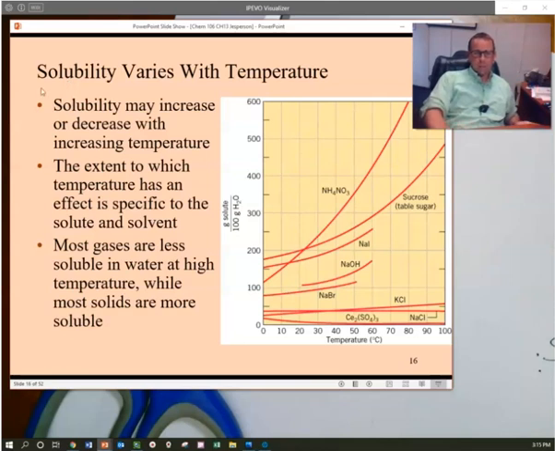All right, so what we need to remember there is the trend of solubility with temperature. Solubility of, I should say, solid into liquid, because it's different for gas in a liquid. Let's talk about that.